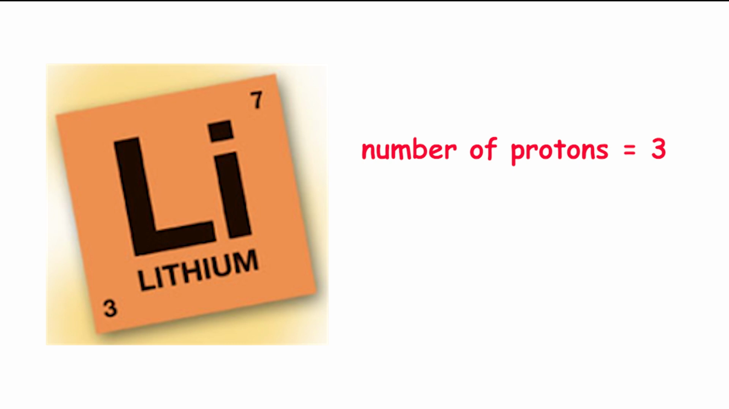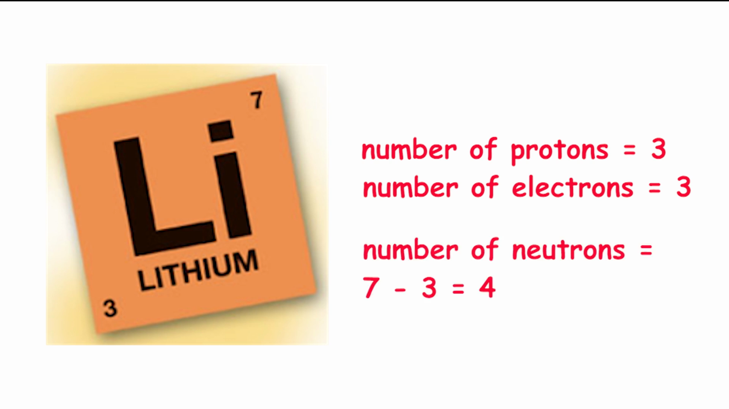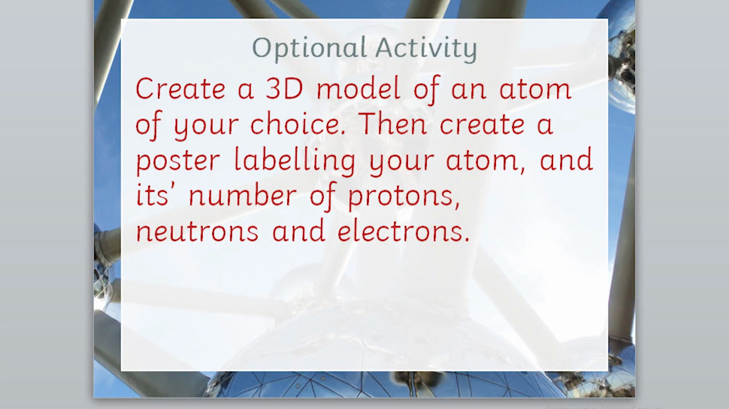Finally, with lithium, the atomic number 3 reveals that there are 3 protons inside its nucleus, and then 3 electrons outside the nucleus. The number of neutrons is equal to 7 minus 3, and then there are 4 neutrons inside its nucleus. As an optional activity, let's create a 3D model of an atom of your choice. Then create a poster labeling your atom and its number of protons, neutrons, and electrons.